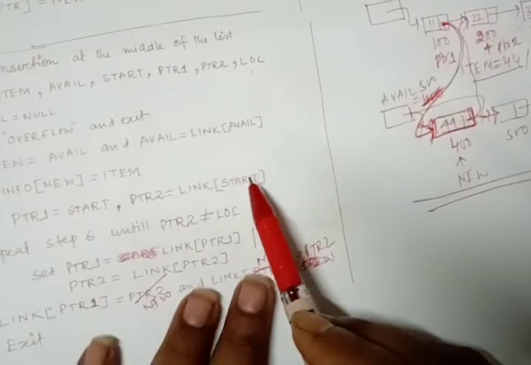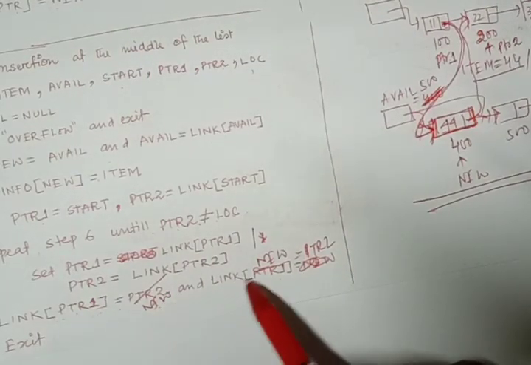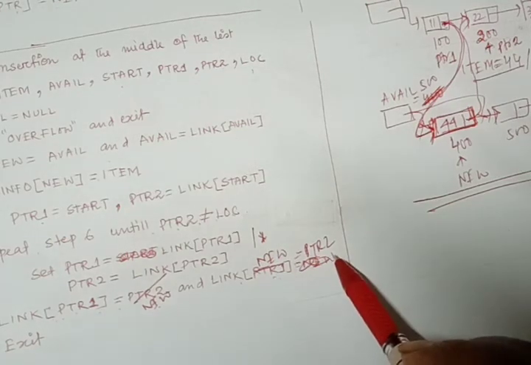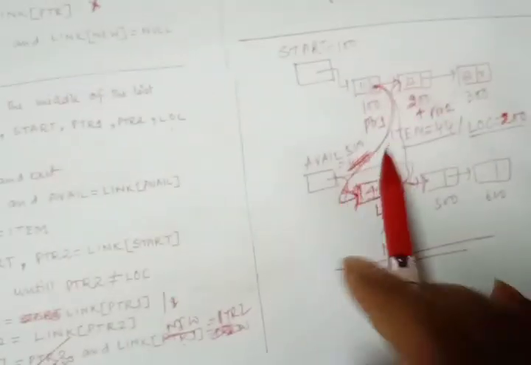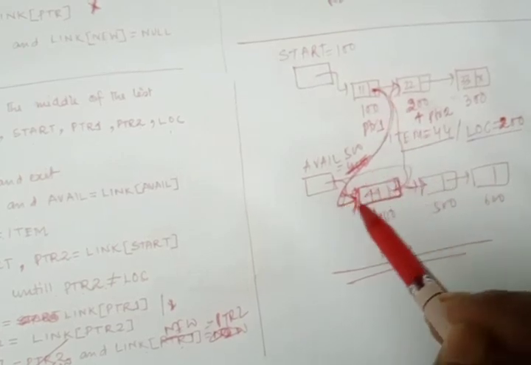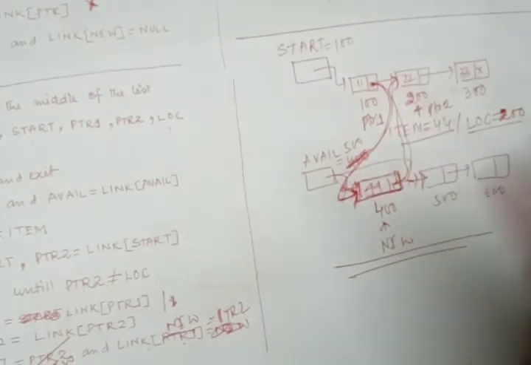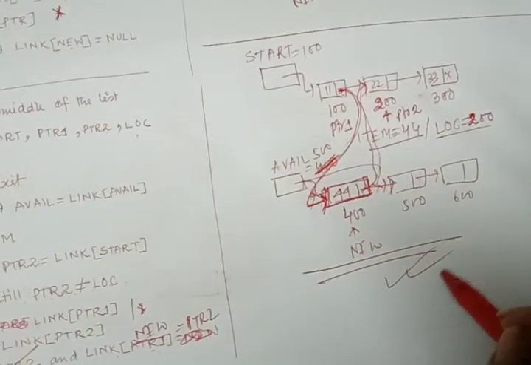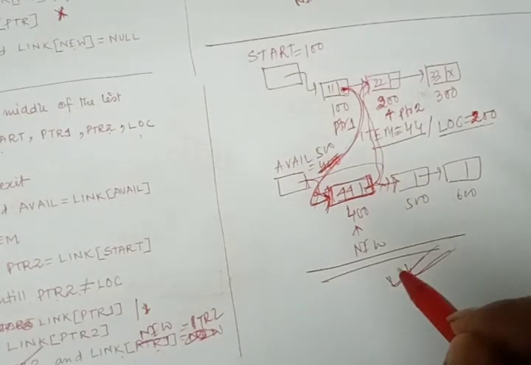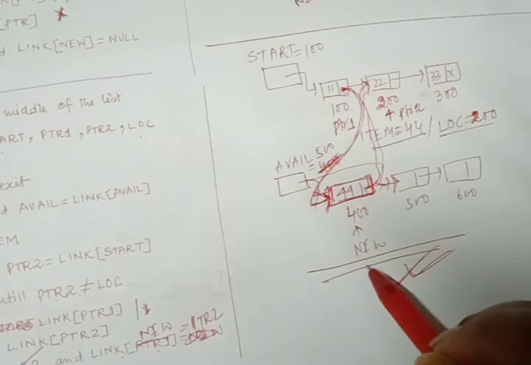So this is how this algorithm works. You see, link of ptr1 equal to new and link of new equal to ptr2. So you have to reset the link of ptr1 so that it connects with the new node, and the link of new connects with ptr2. So this is how this algorithm works. With this I conclude these two algorithms. One algorithm is the searching algorithm, another algorithm is inserting a node in the linked list.